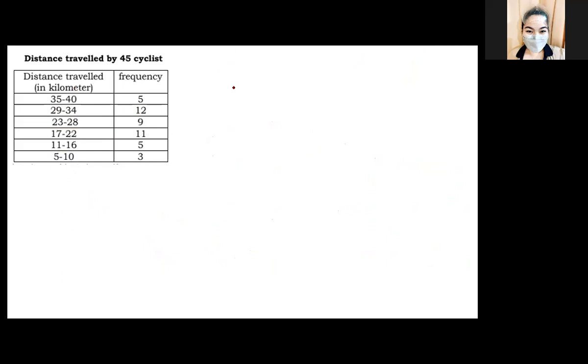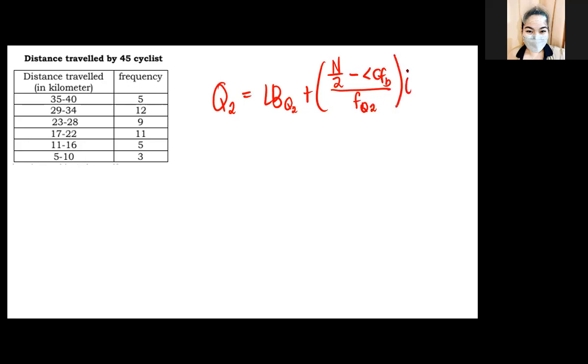So, binanggit ko na sa inyo that Q sub 2 is equal to the lower boundary of Q sub 2 plus n divided by 2 minus the cumulative frequency below divided by the frequency of Q sub 2 times i.